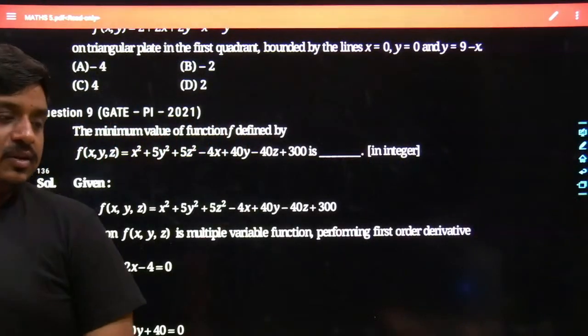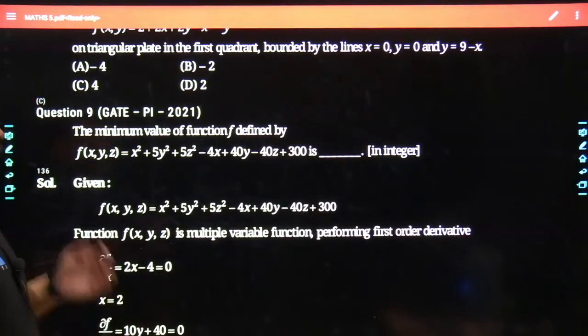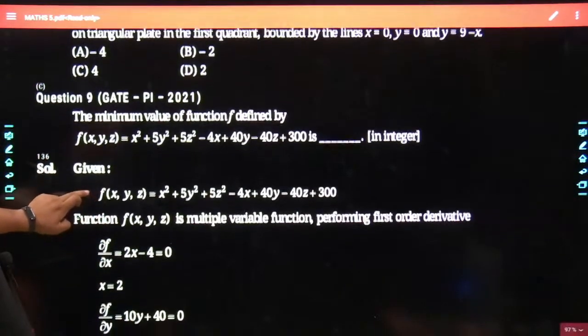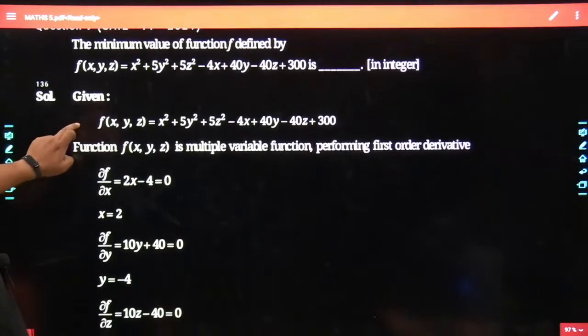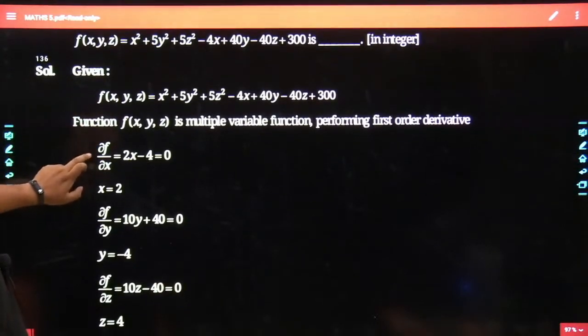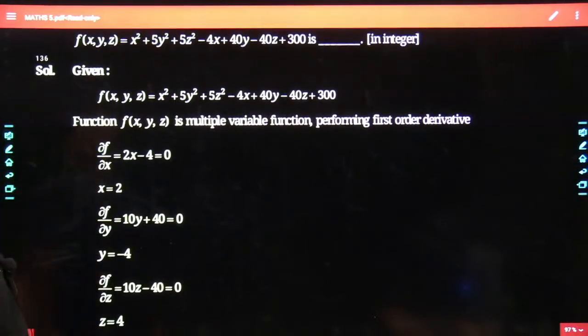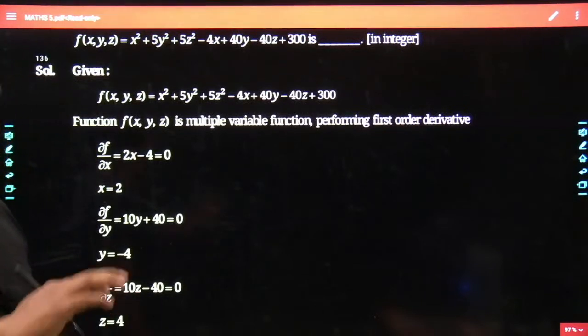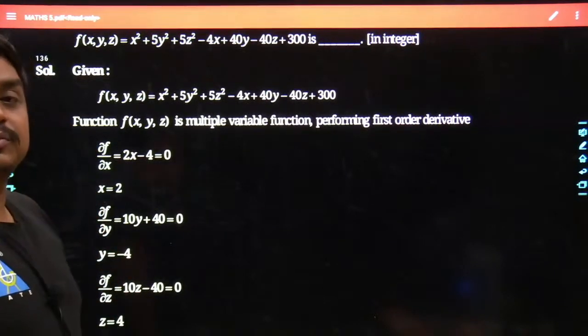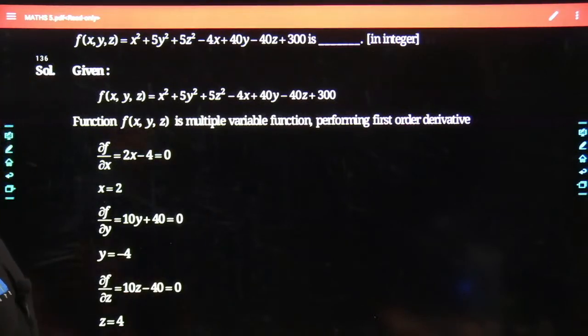Agreed what I am saying? It has been a 3 variable function. Anyways, that is why I have solved the problem here itself. I will just give you a glimpse of how this problem could have been solved. But you need not worry, because none of the students could have solved this problem. Yes, none of the students.